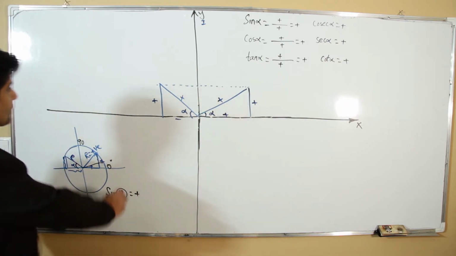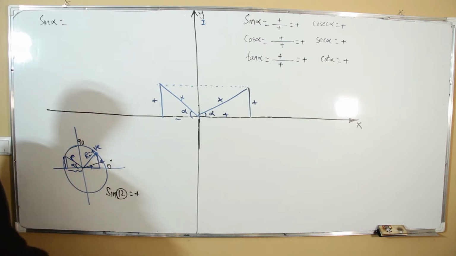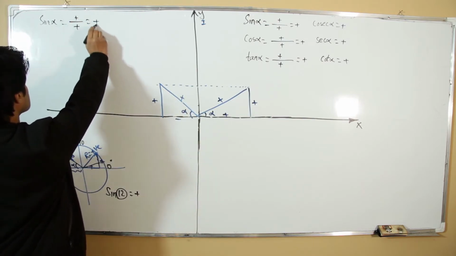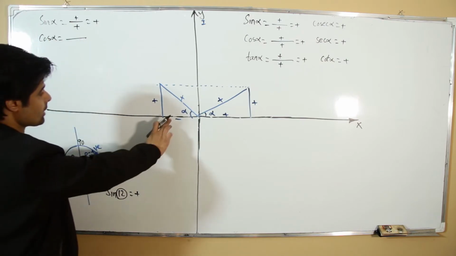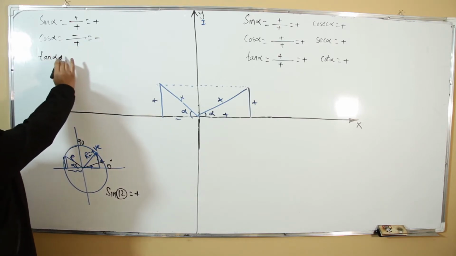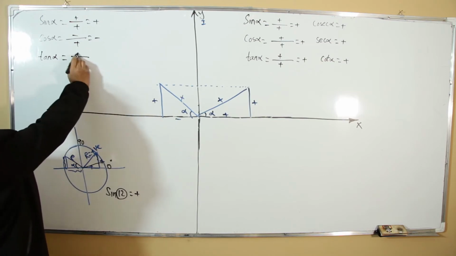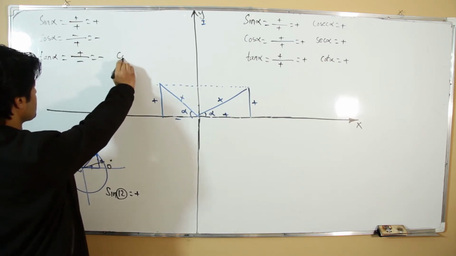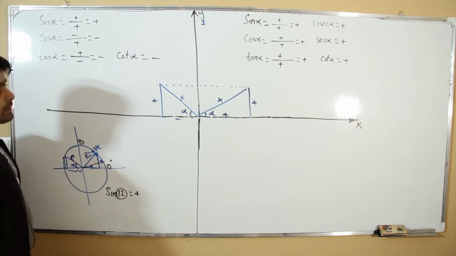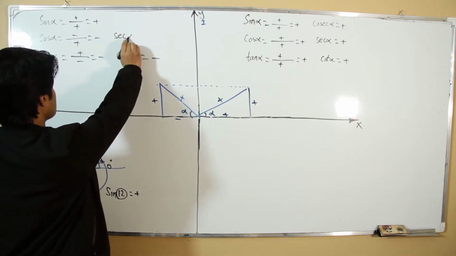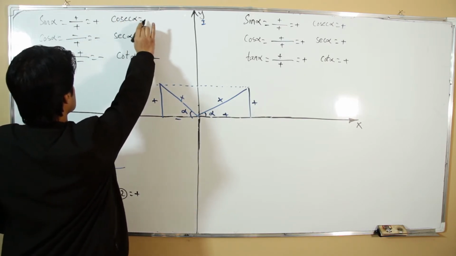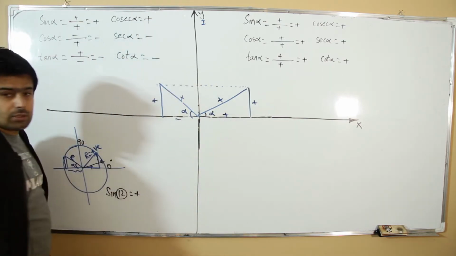Correct? Yes. Now sine alpha is opposite divided by hypotenuse, positive divided by positive, which is positive. Cosine alpha, adjacent divided by hypotenuse, negative by positive, it's negative. Tangent alpha is positive divided by negative, it's negative. Now cotangent, the opposite of negative, it's negative. And secant alpha is positive divided by negative, which is negative. And cosec alpha is positive divided by positive, which is once again positive.